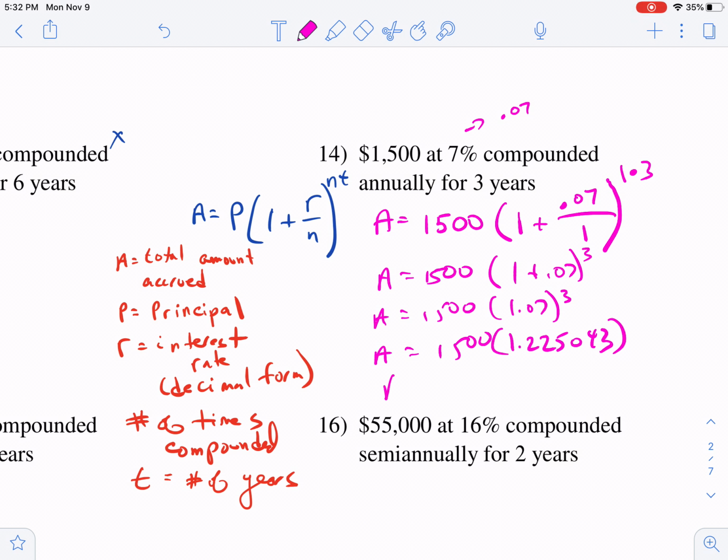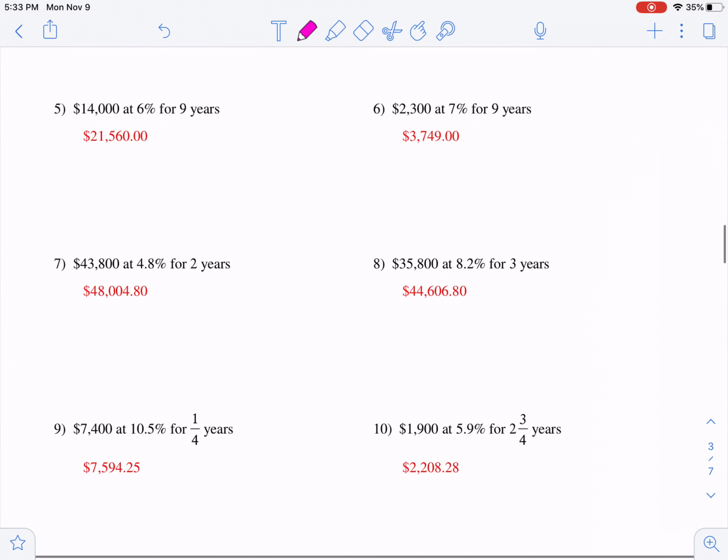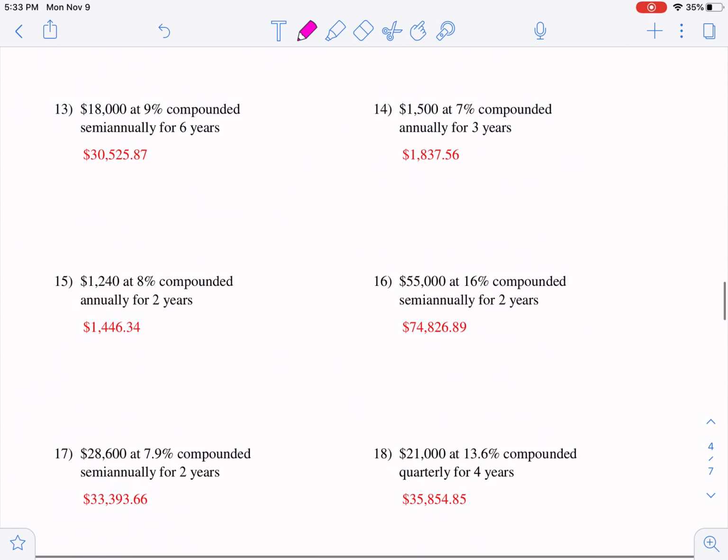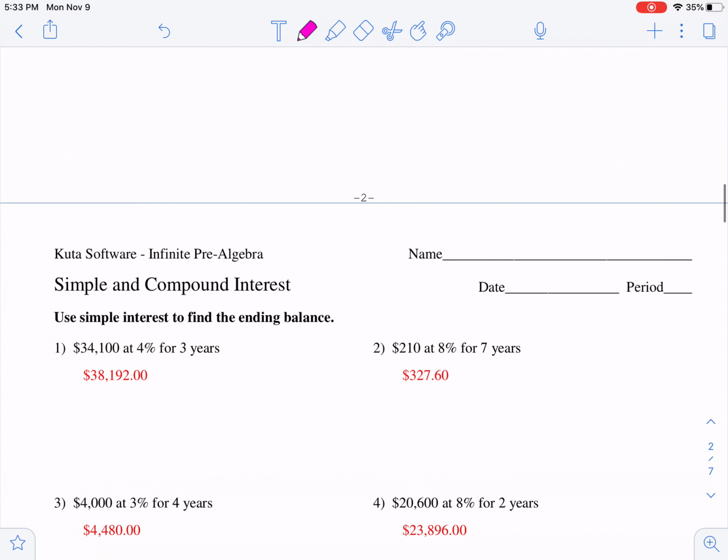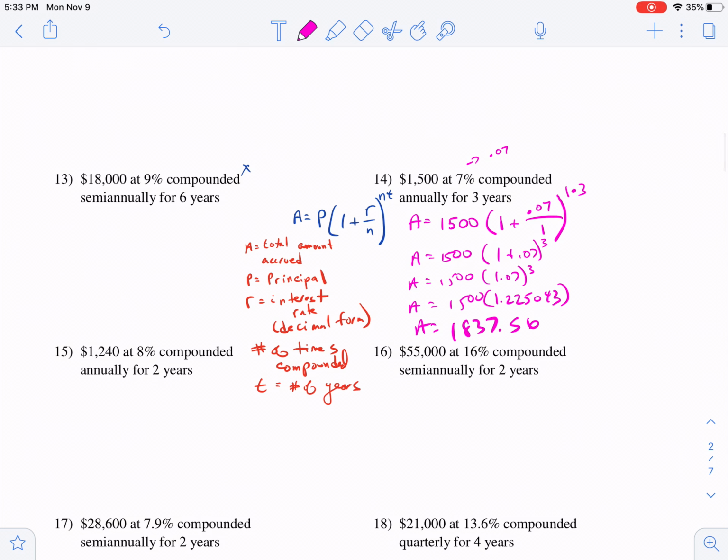Multiply that by 1500, and my final answer is 1837, and I want my 56 cents. Let's see if I'm right. Number 14: 1837.56. Not bad for an old man. All right, you want to do one more? Let's do one more. God, this is so much fun.